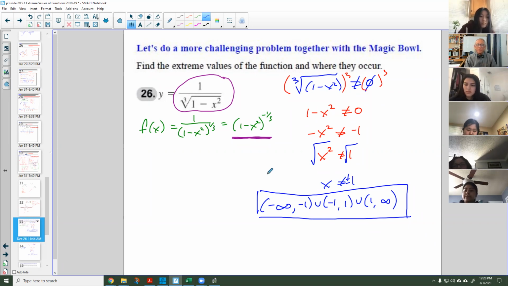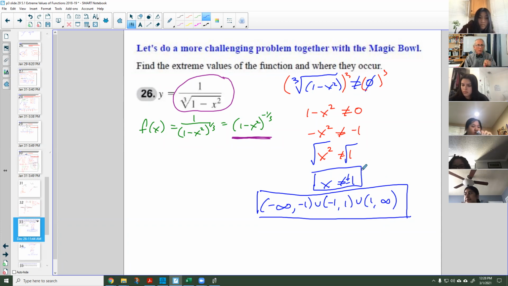No. All right. So the domain of my function is exactly this: negative infinity to negative 1, negative 1 to 1, 1 to infinity. None of these are included. The plus or minus 1 is not included in the domain of my function. We're okay with that. Okay.